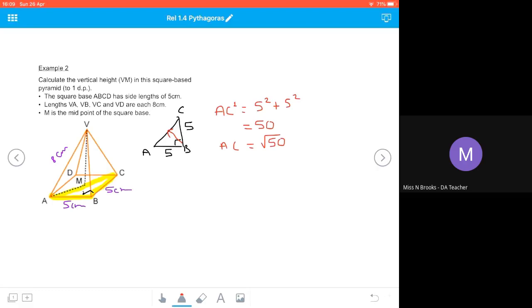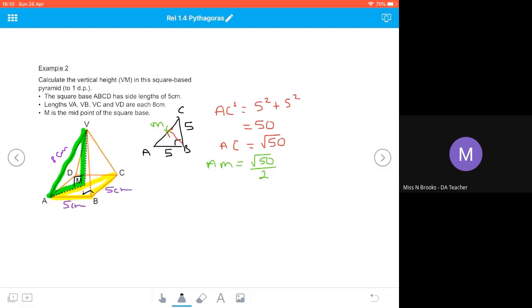I don't want to round it. Now, I want to know what the length of MC is. And I know that M is a point halfway between A and C. So I need to half my root 50. So MA is going to equal root 50 over 2. Now, if I go back to my original diagram, I now want to look at triangle AMV, which is also a right angle triangle.